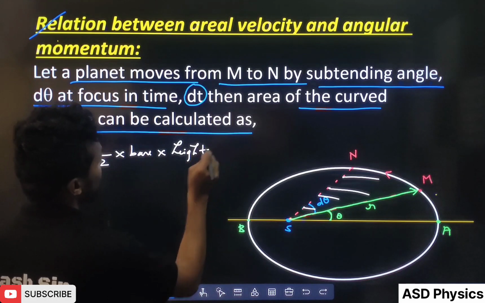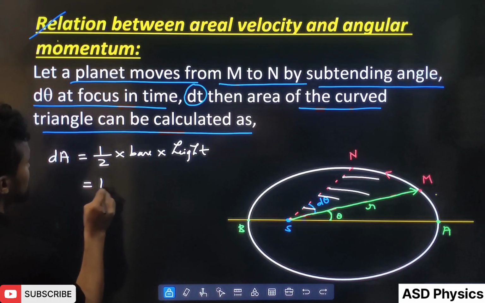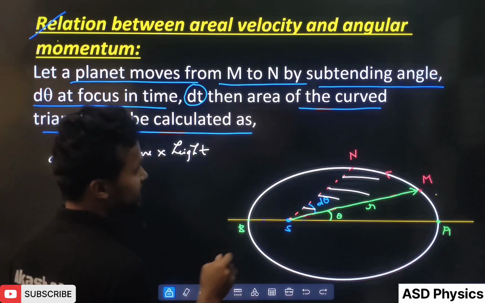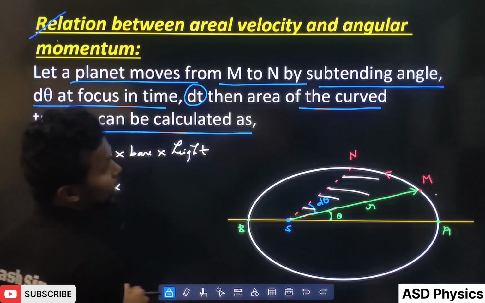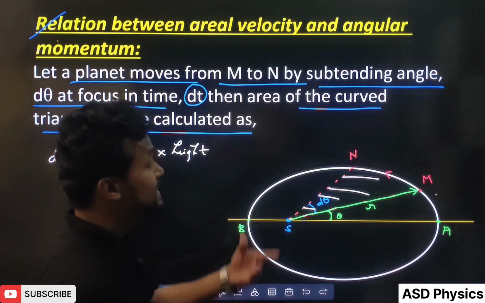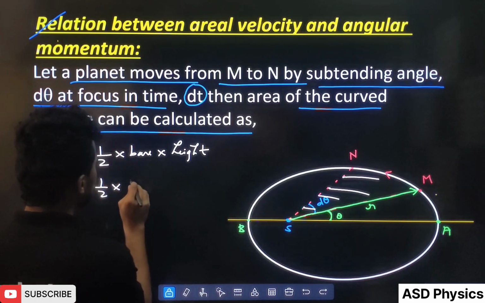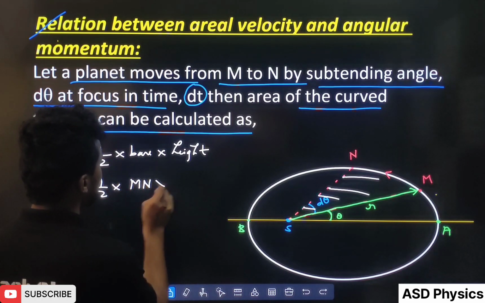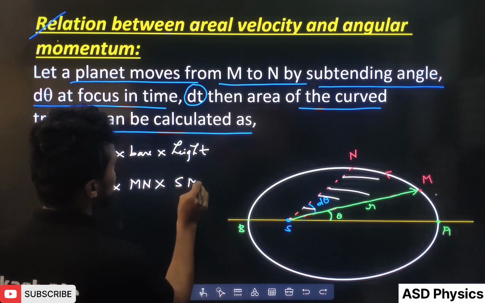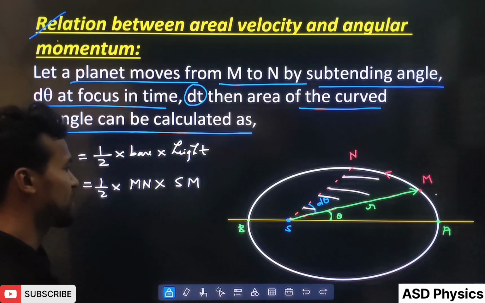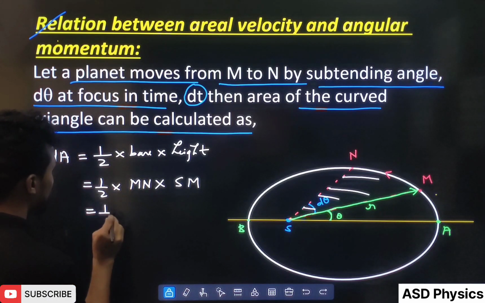Half base into height. The curved triangle is there, so half. Base how much? Let's take this: the height is SM and M to N is the base. So the base means MN. Half MN into height, which I am taking here as SM. It is a very small triangle, a curved triangle.